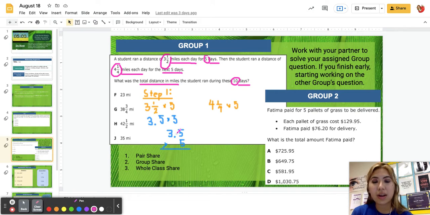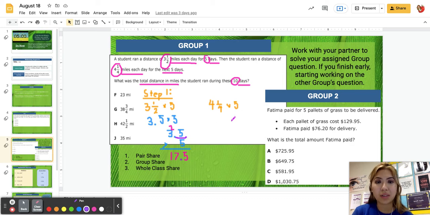Okay, so I know that 5 times 5 is 25. 3 times 5 is 15. 15 plus 2 is 17. And then I know that I have to move my decimal point one place. So in my answer, it's going to be moved one place as well, just in the opposite direction. So for the first 5 days, I know that the student ran 17.5 miles.